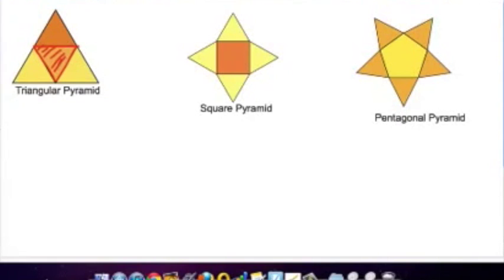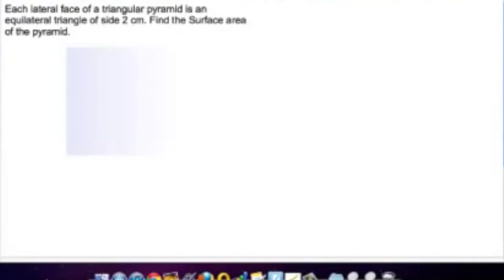So if we're trying to find the total surface area of a pyramid, we can see that it's going to be the base area plus the area of all the lateral faces. So a lot of triangles are being used, which means we're going to be using quite a bit of the Pythagorean theorem. Here's an example, dealing with surface area. Each lateral face of a triangular pyramid is an equilateral triangle of side 2 centimeters. Find the surface area of the pyramid.